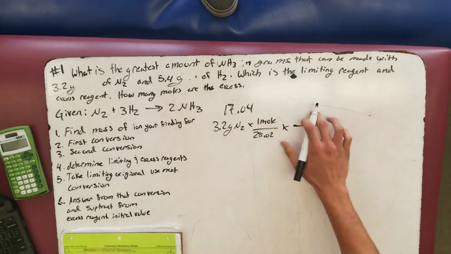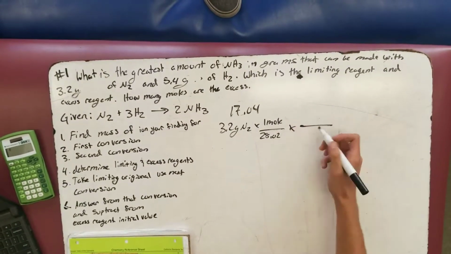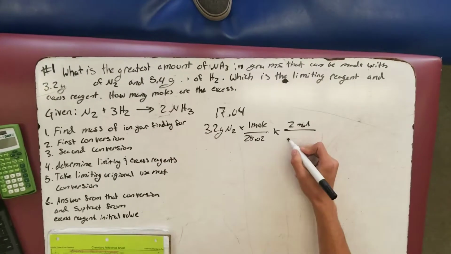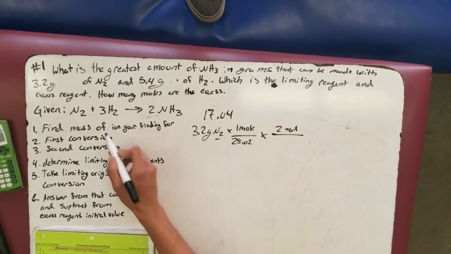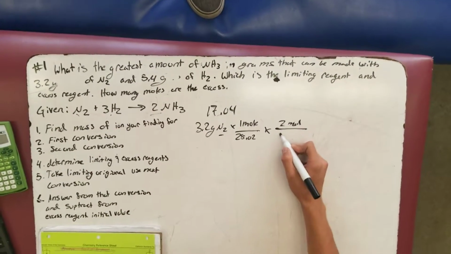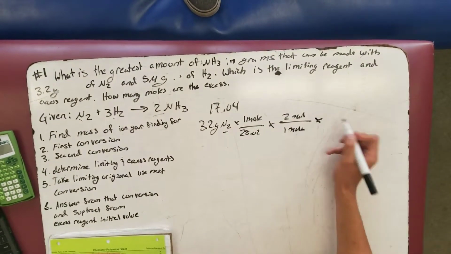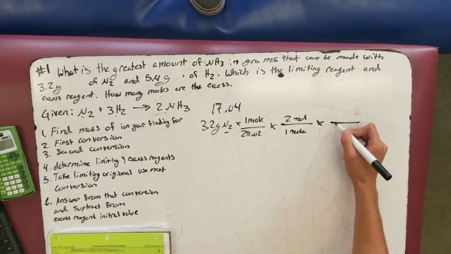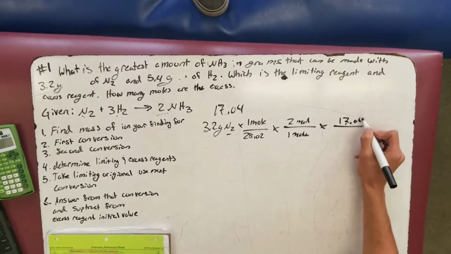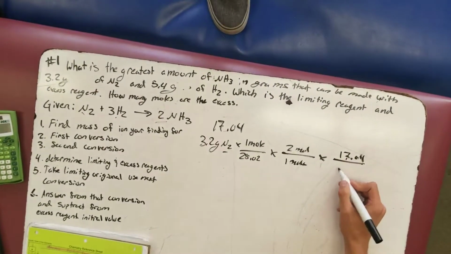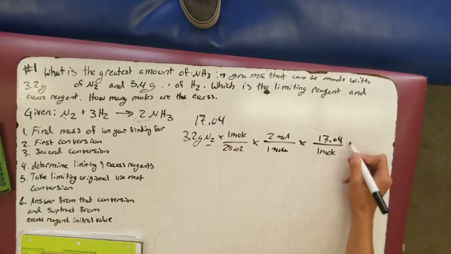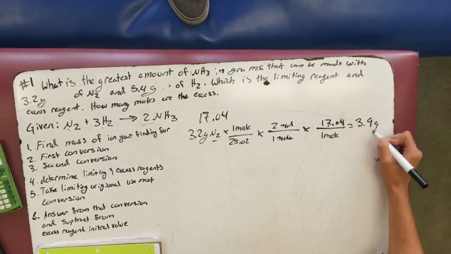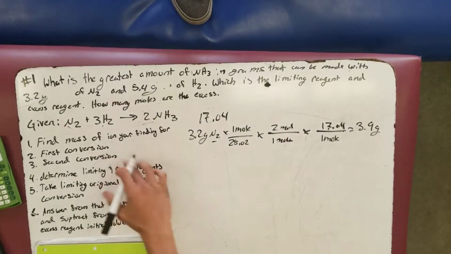Alright, next step, we're going to do our mole ratio. What you're solving for goes on top, so we're going to do 2 moles on top, and then for what you already have, which is N2, N2 has 1, so 1 mole. Next step, we're going to take this mass and put it on top, 17.04 over 1 mole. When you put that all in your calculator, you're going to get an answer of 3.9 grams.